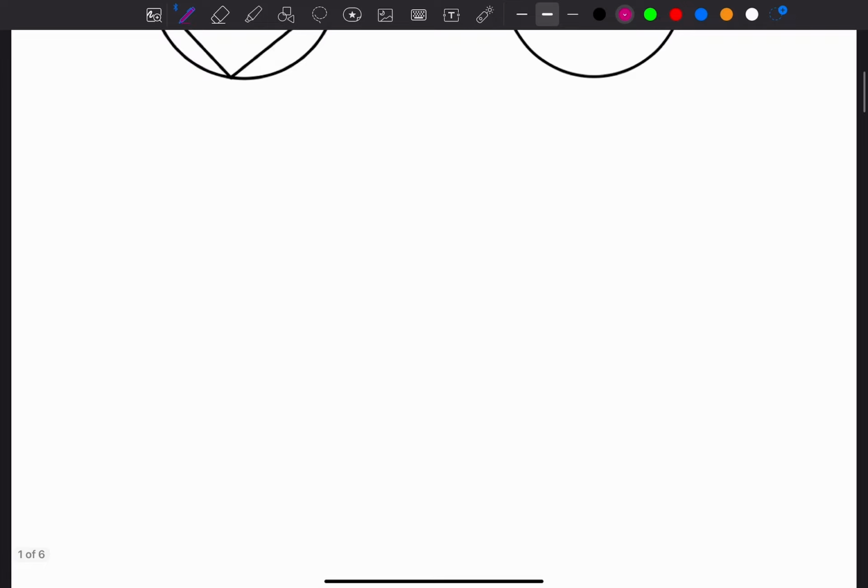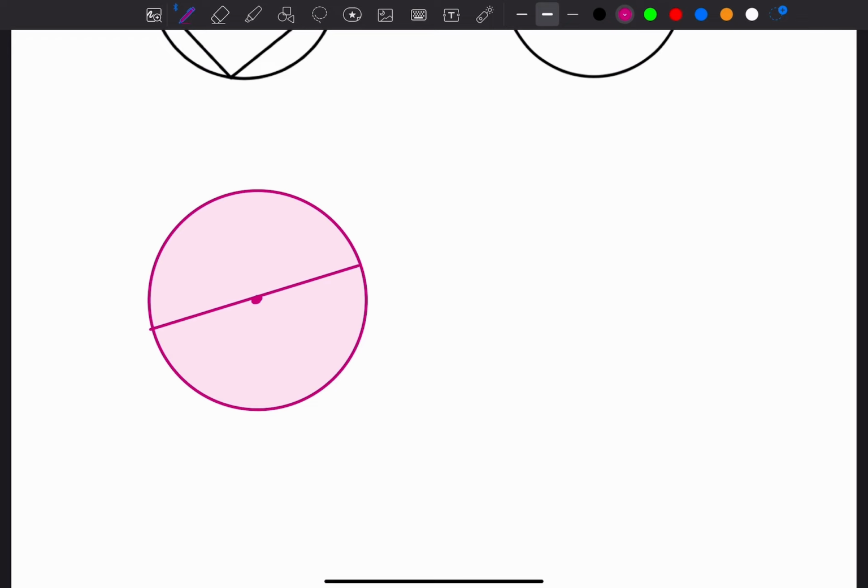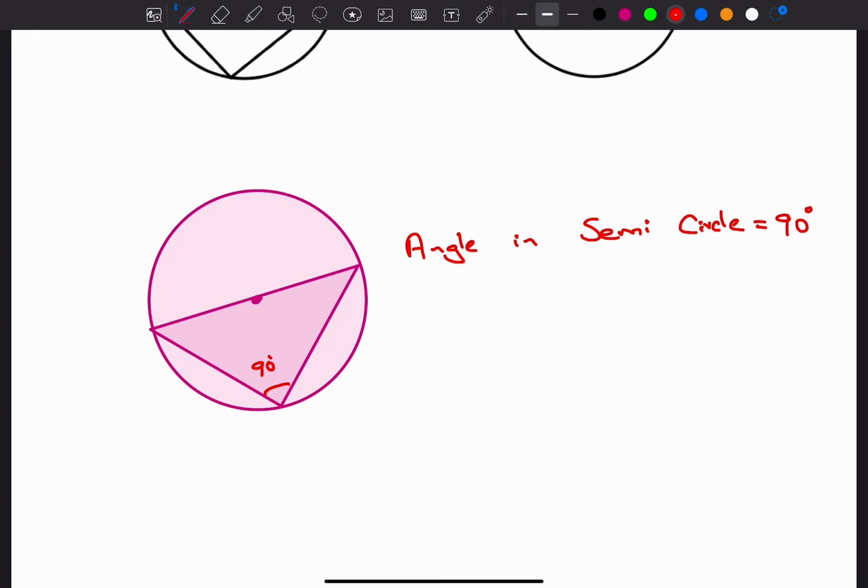I'm just going to draw it here. If you have a circle, and that is the center of the circle, and that would be the diameter of the circle. Remember, if you draw a triangle within the diameter, this angle is 90 degrees. So basically, if you have a semicircle, let's call it angle in a semicircle equals 90 degrees. Is that okay?